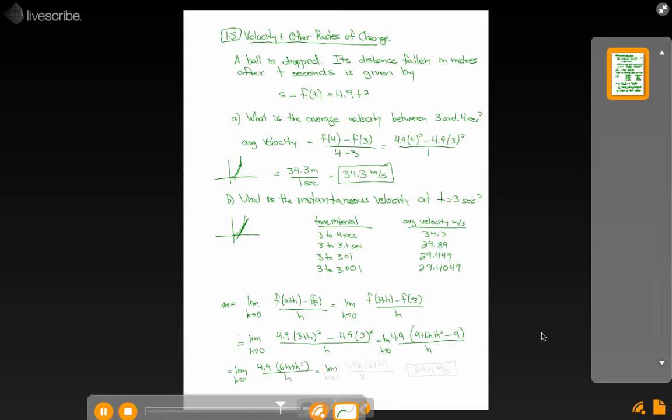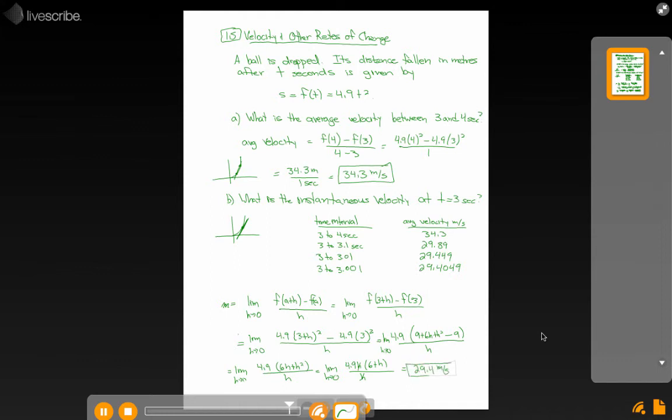Do a little factoring on top to realize that you've got another common factor there, which is the h. 4.9 times h times 6 plus h, over h. Those h's top and bottom can cancel, and you can realize that this is just 4.9 times 6, which gives you 29.4 meters per second.